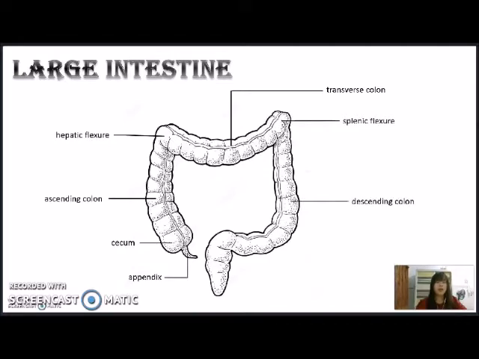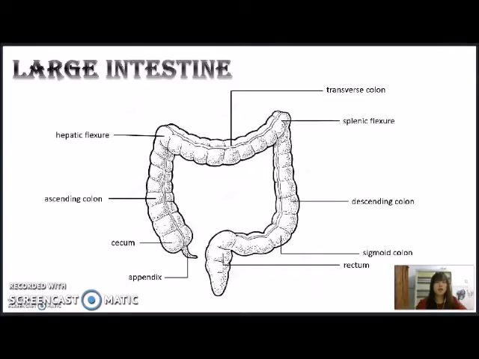The connection after the splenic flexure is the descending colon. The colon extends between the left colic flexure and sigmoid colon. Here is the sigmoid colon. The S-shaped colon travels from the left iliac fossa until the third sacral vertebra.